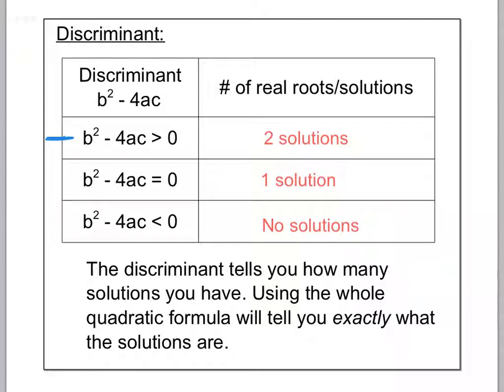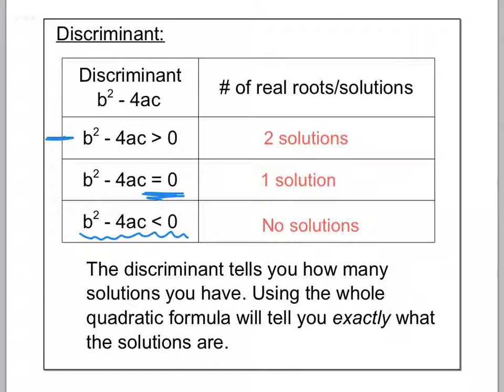Next case is that b squared minus 4ac, so the discriminant, is equal to exactly 0. In that case, there will only be one solution. And last case scenario, if the discriminant is less than 0, there will be no solutions. That's because we can't take the square root of a negative number.